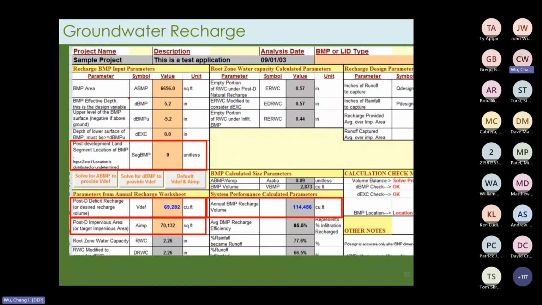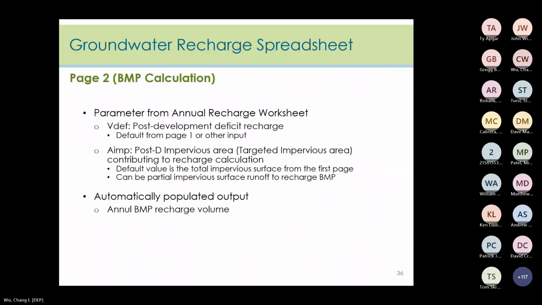And here is the second page of the recharge spreadsheet. Let's take a look. Here, the parameters from the annual recharge spreadsheet are brought over to this BMP design spreadsheet. VDF is the post-development recharge deficit, defaulted from page 1 or other input. And AIMP means the post-construction impervious area that would contribute to the recharge calculation. And the annual BMP recharge volume will be calculated automatically by the spreadsheet.